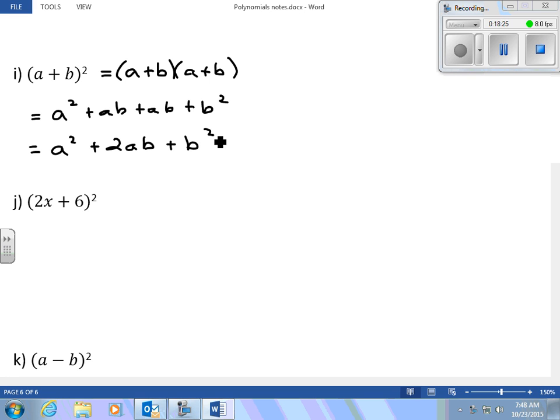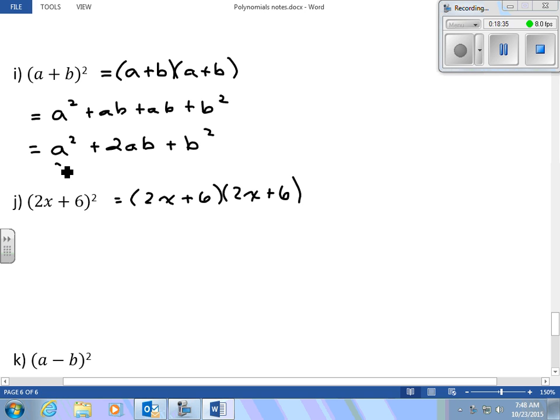If you think about the 2x plus 6 squared, 2x plus 6 times 2x plus 6, we can use all the FOIL steps, but we can also use this pattern and think of what our 3 final terms are going to be. There's my a, there's my b. So my pattern says I'm going to have a squared. So 2x times 2x gives me 4x squared plus 2ab. So 2 times a, which is 2x, times b, which is 6. Plus b squared, which gives me 36.